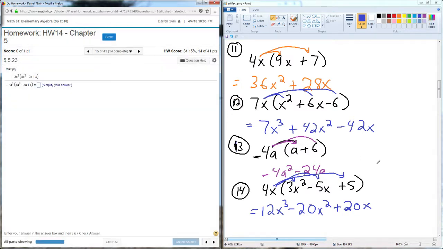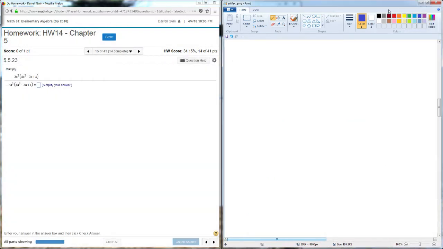Moving on to number 15. Let's go down. New page. Number 15. This one looks pretty big. Negative 3a squared times 4a squared minus 3a plus 4. Here we go. Always do the numbers first. Negative 3 times 4 is negative 12.